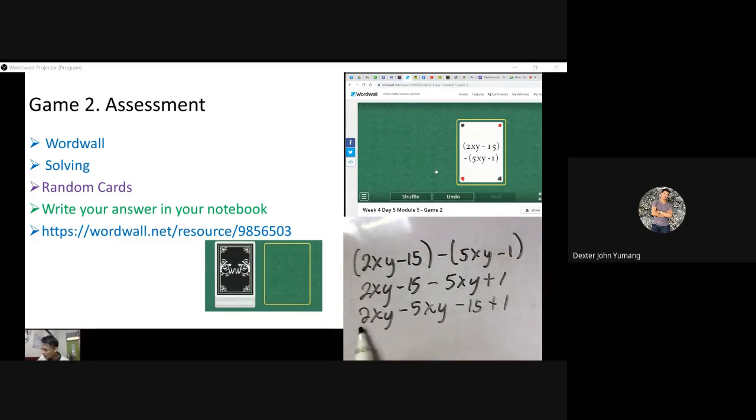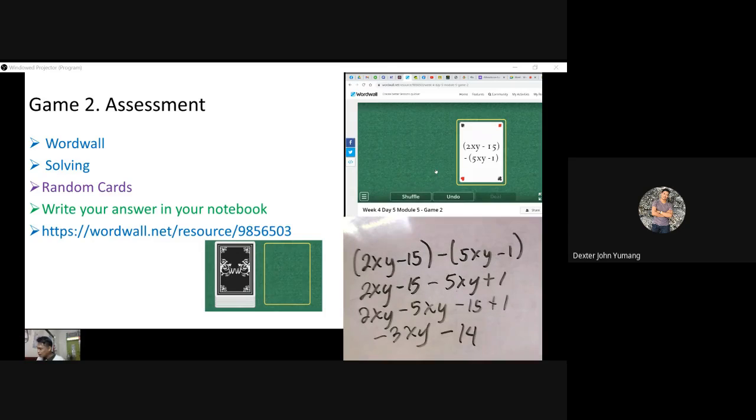Meron kang pambayad na 2 pero may utang ka na 5. So may kulang ka pa. So that is negative 3. Then family name xy. Meron kang pambayad na piso pero may utang ka na 15. May kulang ka pa. That is negative 14. So negative 3xy minus 14. Okay, very good. So 4 points po ang tama, 2 points po ang mali.